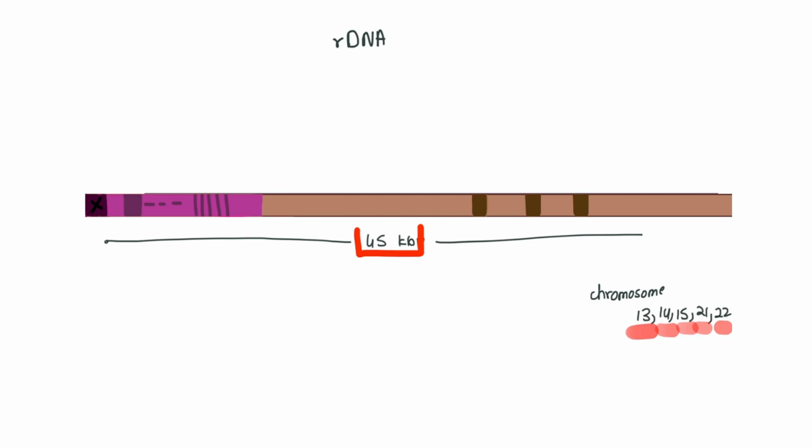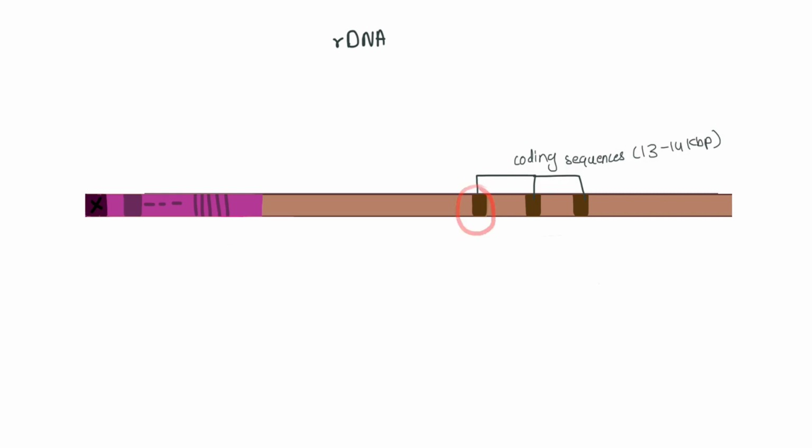Now, there are a lot of parts of this entire DNA that have different functions. So let us take a look at all of these components and parts of the rDNA. The ones that we're looking at here are known as coding sequences. Coding sequences are transcriptionally active and are about 13 to 14 kilobase pairs in length. And the spaces in between them are much larger. They are known as intergenic sequences and range about 30 kilobase pairs.